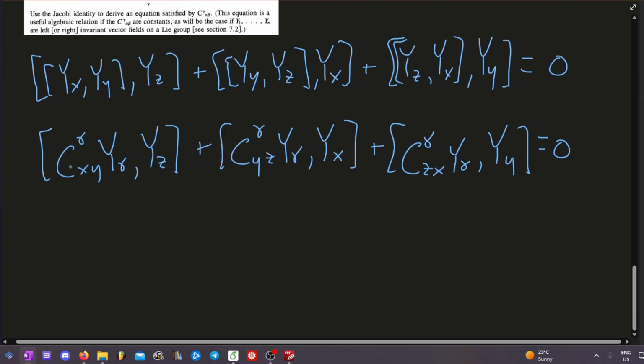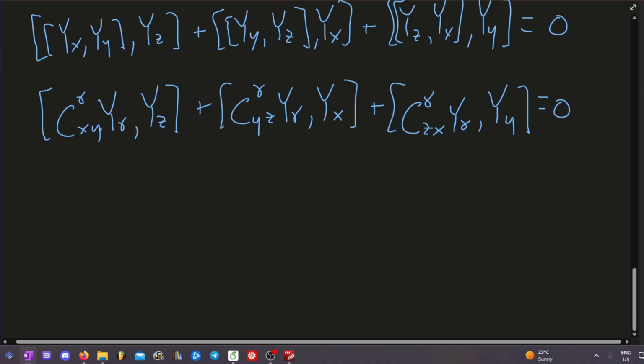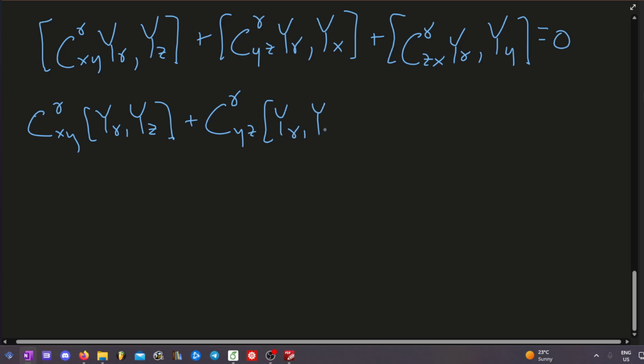Now, we're assuming that these C's are constants, because we're looking for this useful algebraic relation if the C are constants. So we're going to go ahead and pull these out of the commutator, because you're allowed to do that for constants. So this is going to be C gamma xy times the commutator of y gamma, yz, plus C gamma yz, commutator of y gamma, yx, plus C gamma zx times the commutator of y gamma, y y.